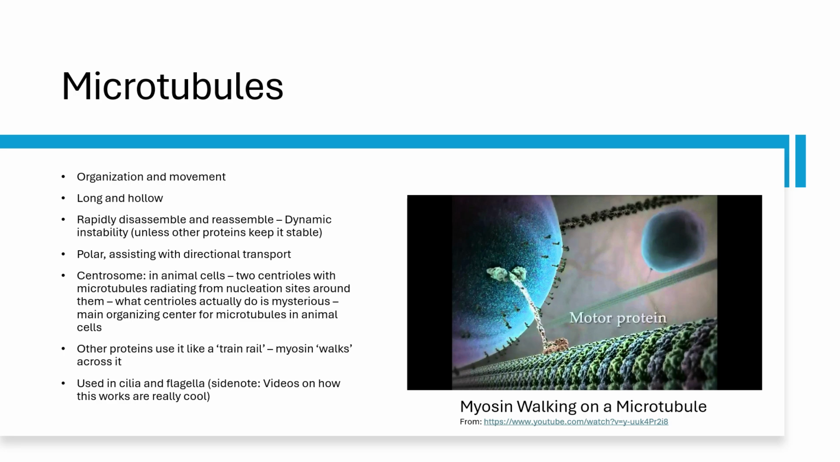Animal cells have a centrosome, and this consists of two centrioles with microtubules radiating out from nucleation sites around them. What the centrioles do is still quite mysterious, and they're the main organizational center for microtubules in animal cells. Other proteins can use it like a train rail. One example of this is myosin walking across it, as you can see in the image off to the side. And they're also used in cilia and flagella.